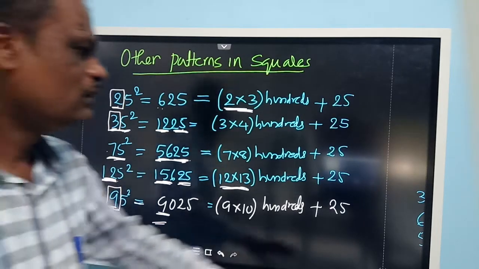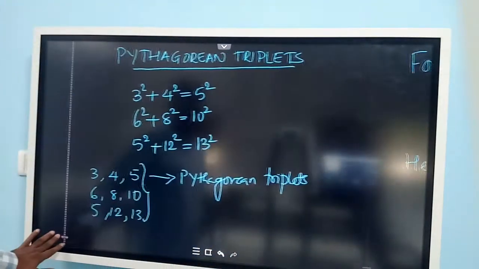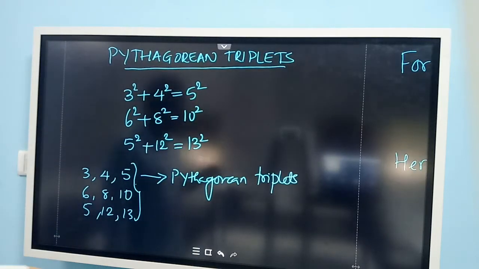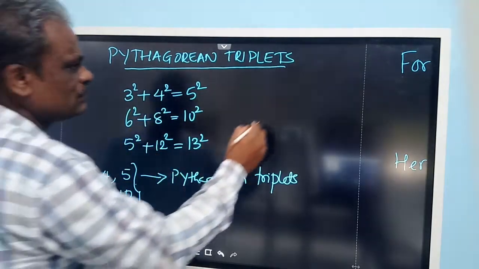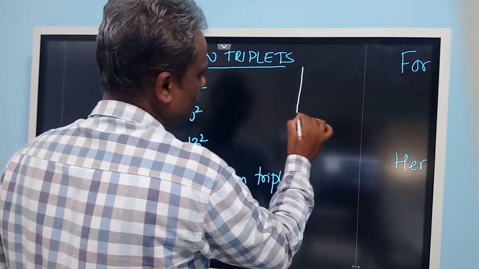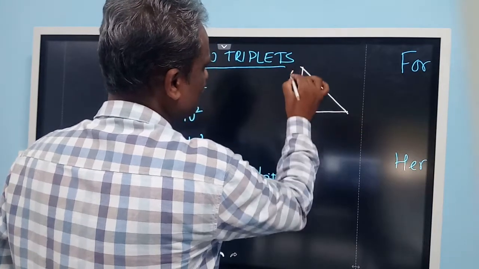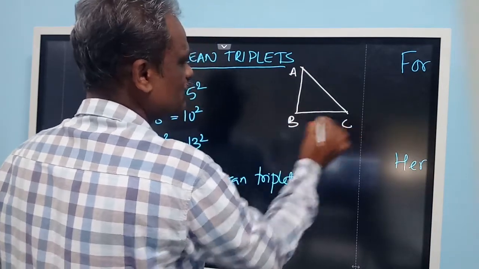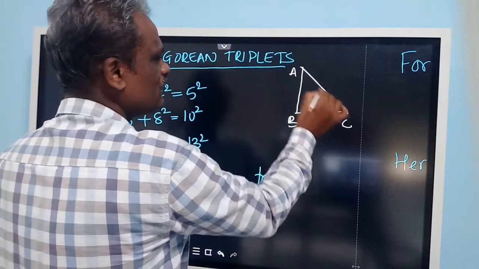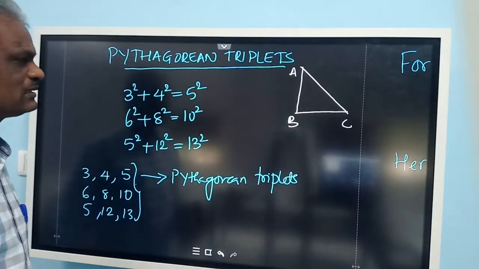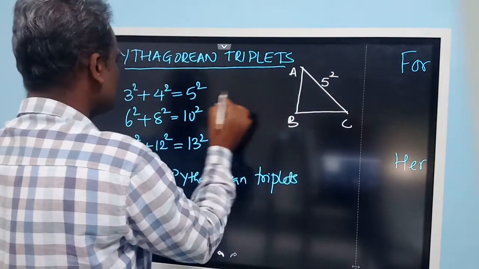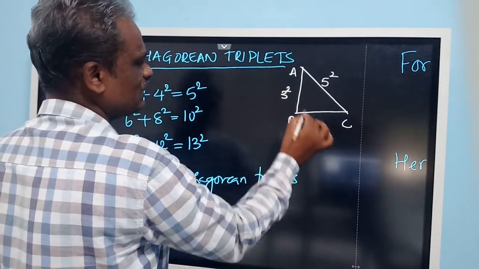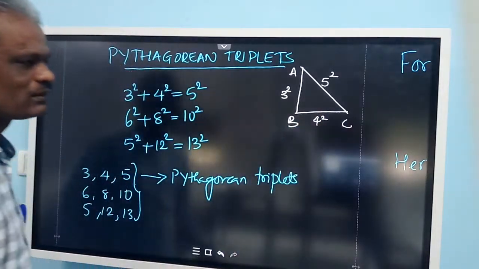So now, we will go to the next pattern, Pythagorean triplets. Look at this here. Pythagoras theorem is related only to the right angle triangle. So if this is a right angle triangle, ABC is a right angle triangle, so this will be called the hypotenuse, that is the longest side. The square on the longest side, that is 5 square, is always equal to the sum of the squares on the other two sides, 3 square plus 4 square.